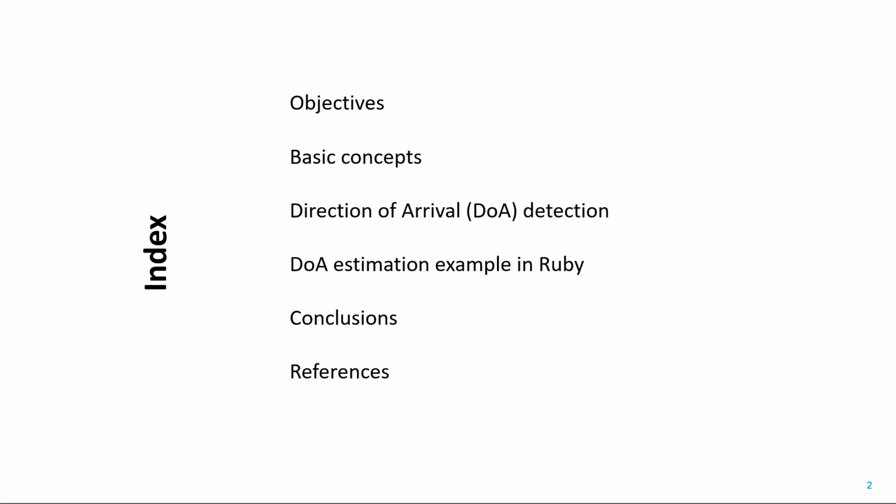This tutorial is structured as follows. First, we will outline the objectives of this tutorial. Then we will cover the basic concepts related to sound and its propagation. We will explain direction of arrival or DOA detection principles. Following that, we will walk through a DOA estimation example implemented on the Ruby platform. Finally, we will summarize with conclusions and provide references for further study.